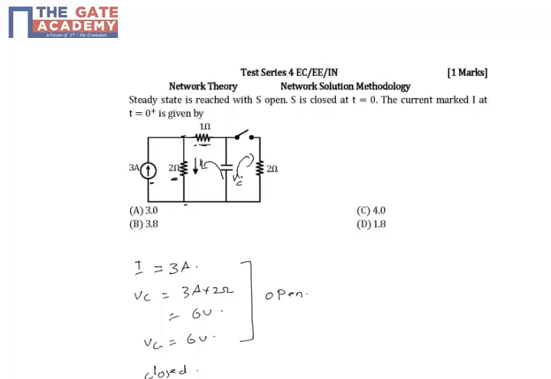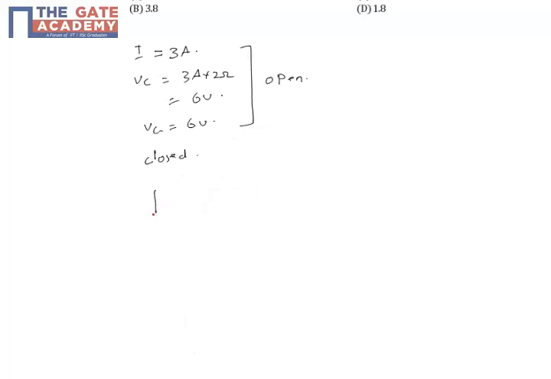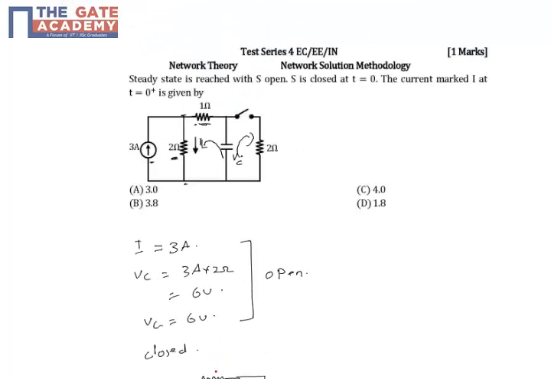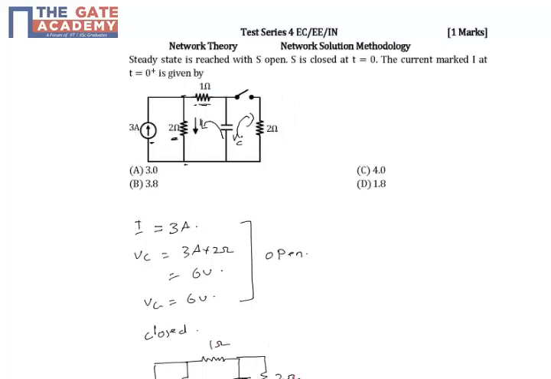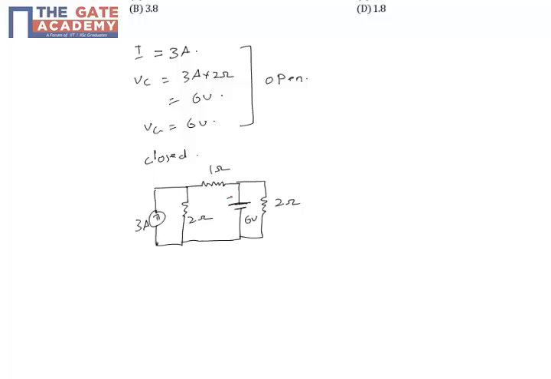So now the circuit can be redrawn as: we have a voltage source of 6 volts, a current source of 3 amps, this is 2 ohms, and this is 1 ohm. Now we have to find this value of current I. We will make use of superposition.